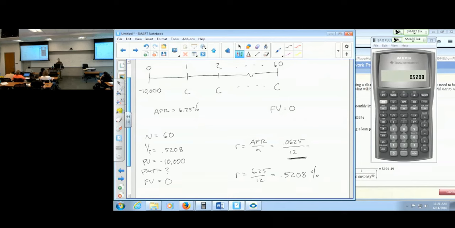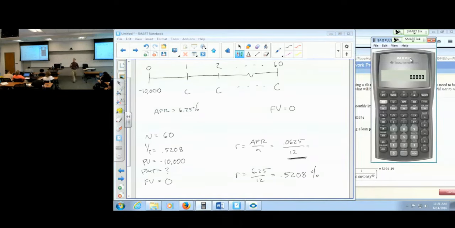And then future value. What's happening at the end of that timeline is after that last payment, the balance is 0. There's no additional cash flow going on there. Okay, putting these values into the calculator.